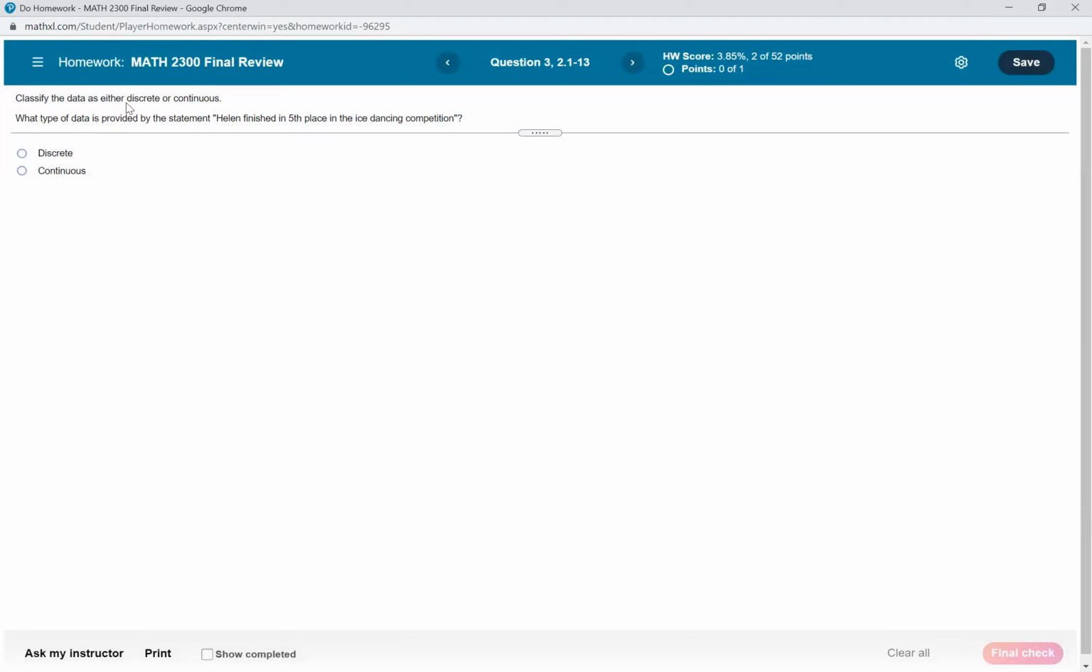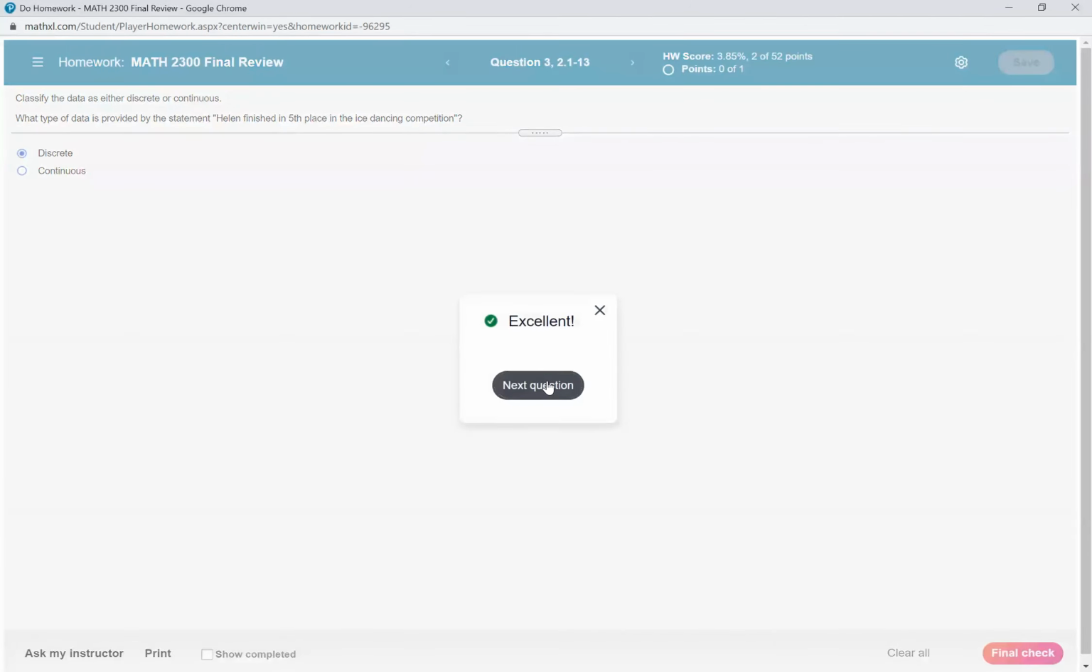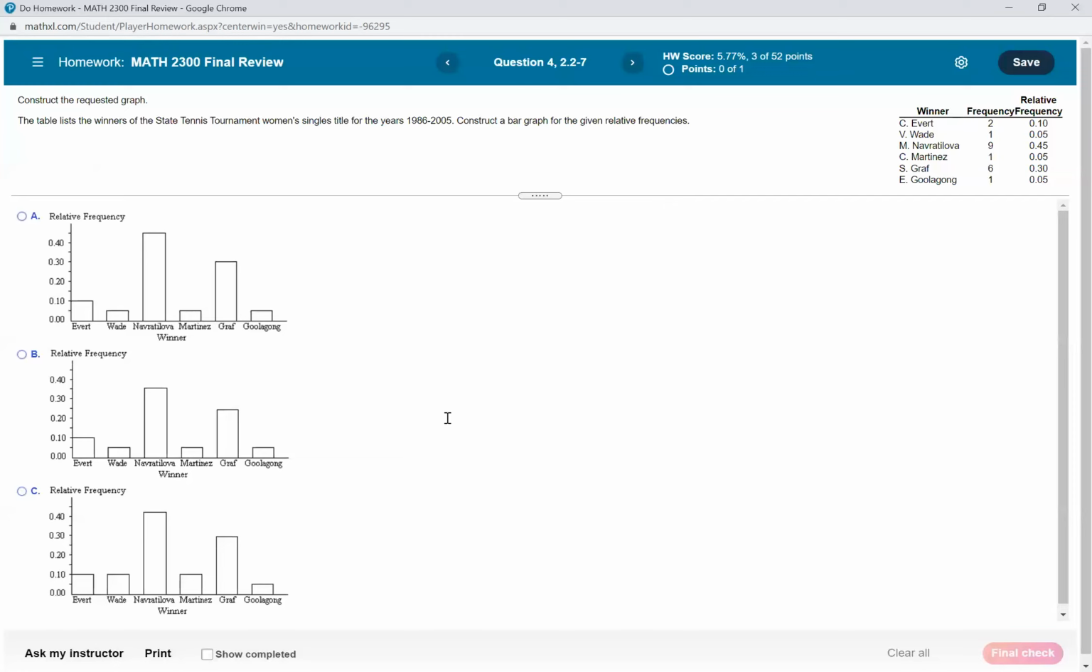Next, classify the data as either discrete or continuous. What type of data is provided by the statement, Helen finished in 5th place in the ice dancing competition? So what do you think? Is it discrete or continuous? This is discrete, right? Because 5th place should be a discrete number, discrete values. Yes, that's correct.